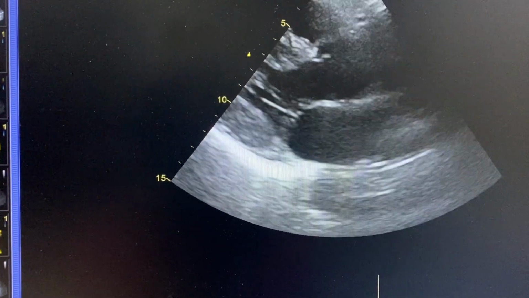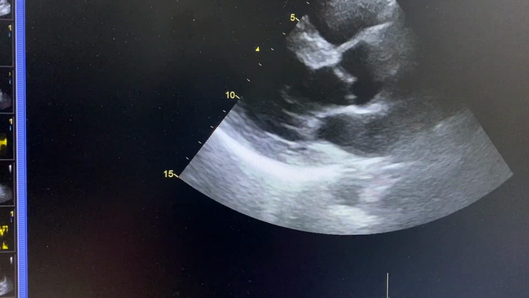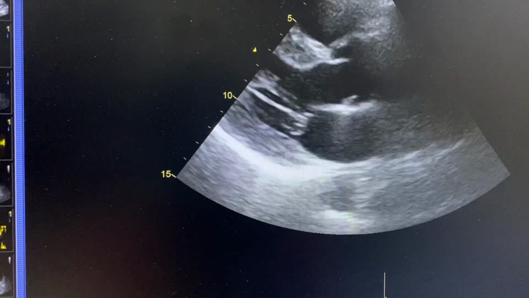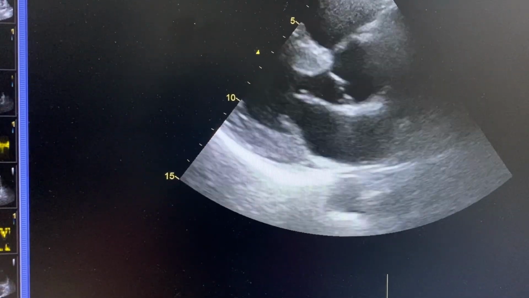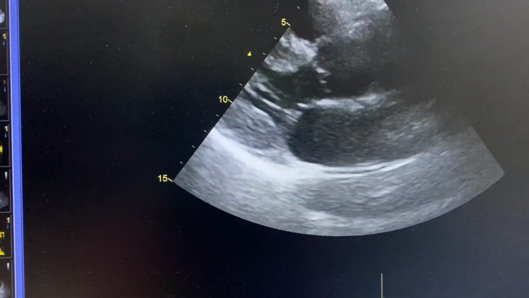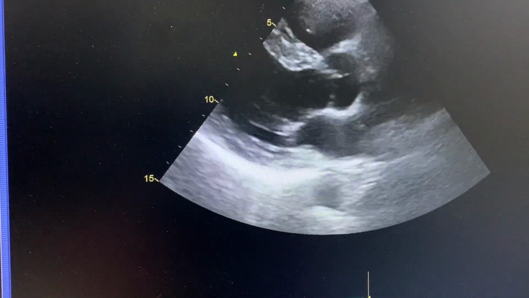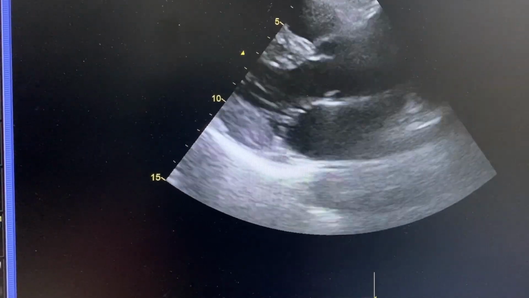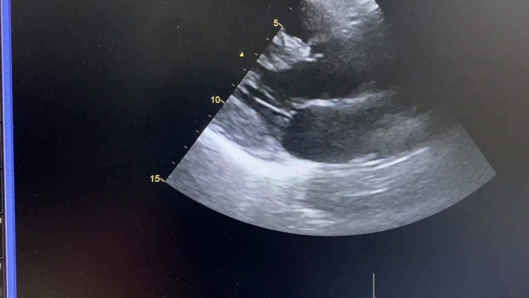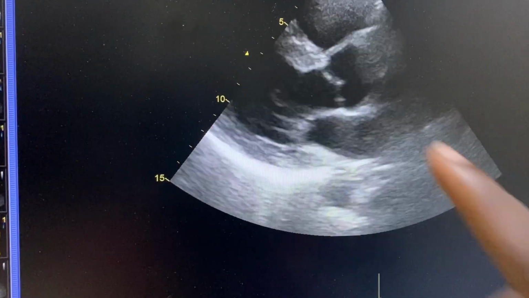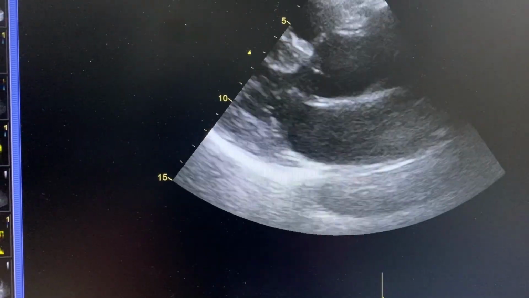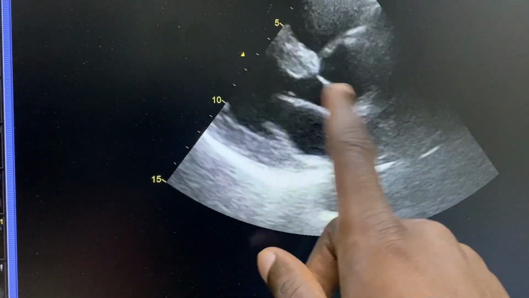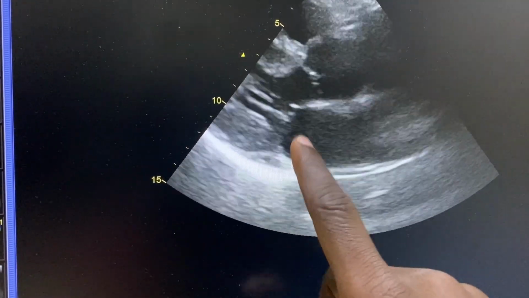So here we go. These are the images I'm using. It was a patient from whom I got permission to use these images. Because the view was good, the windows were very clear for this. As you can see here, the window is very clear. So starting straight away, this is a PLAX view, parasternal long axis view. As I told you, I always start with this one.